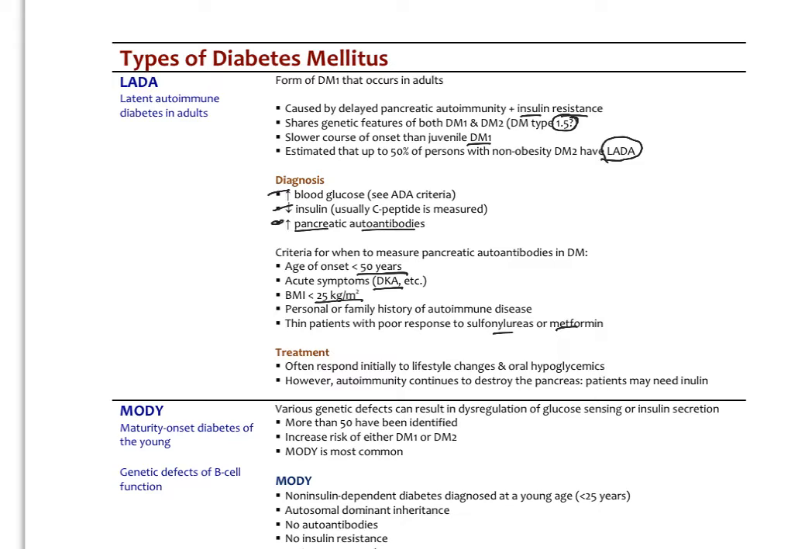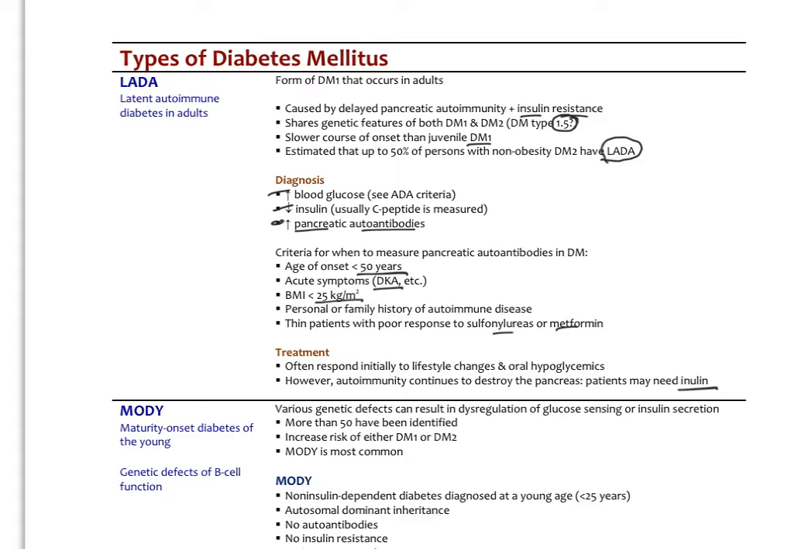The treatment, initially patients usually respond to lifestyle changes and oral hypoglycemics. That improves the insulin resistance part of the equation, but over time they're going to probably need insulin. And so that's, again, we would treat that just like a type 1 diabetes patient.